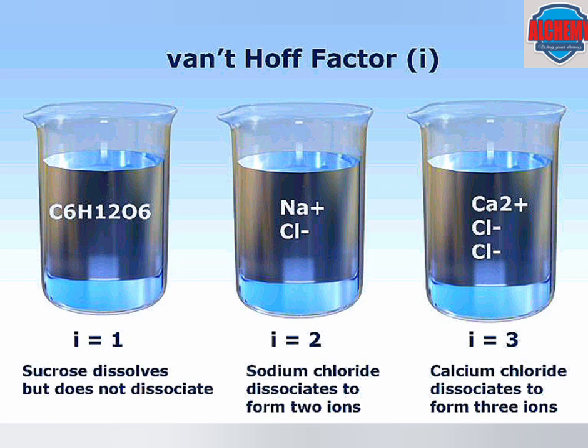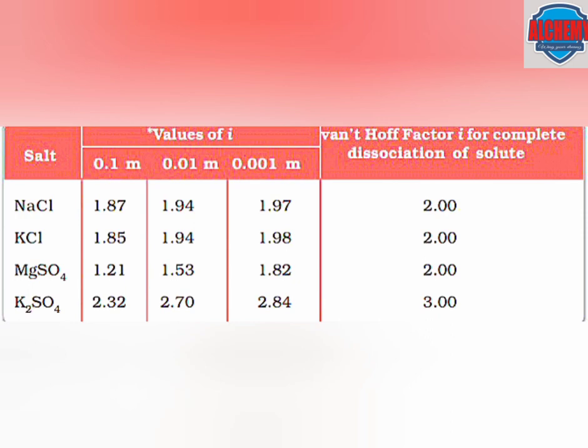Next, when calcium chloride is dissolved in water, it will dissociate to form calcium 2 plus ion and 2 chloride ions. So the total number of moles of particles after dissociation is 3, whereas the number of moles of particles before dissociation is 1. So the Van Hoff factor will be 3 divided by 1, that is equal to 3. Some more examples are given here regarding the calculation of Van Hoff factor.